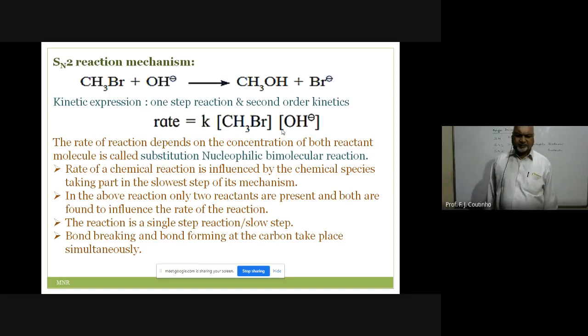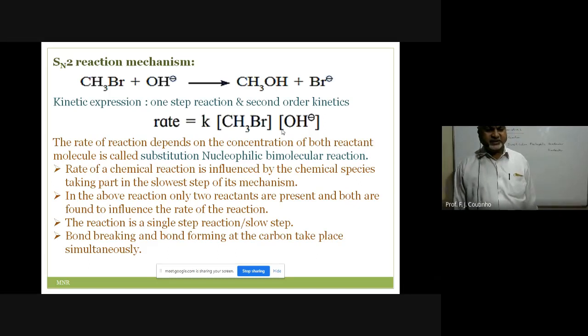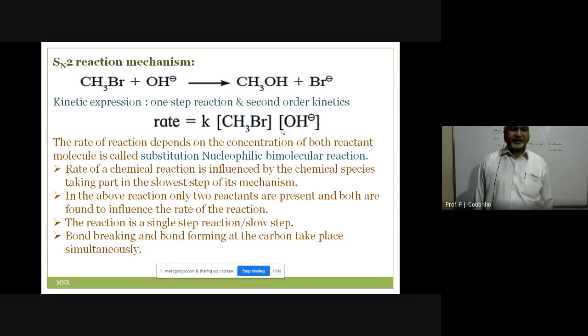Now, what are the important aspects in this SN2 reaction mechanism? The rate of the chemical reaction is influenced by the chemical species taking part in the slow step of its mechanism. Now, which are the two chemical species? One is CH3Br and one is OH minus. So they are very, very important because they are taking part in the reaction, and secondly, it is the slowest step. In the above reaction, only two reactants are present and both are found to influence the rate of the reaction. As said earlier, these two chemical species are responsible for the rate of the reaction, and that's why it is substitution nucleophilic bimolecular reaction.